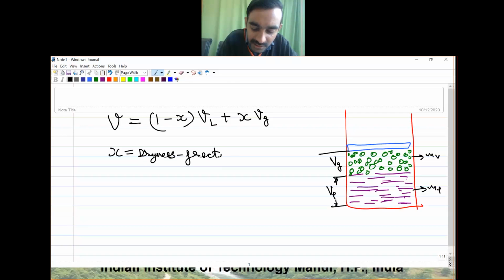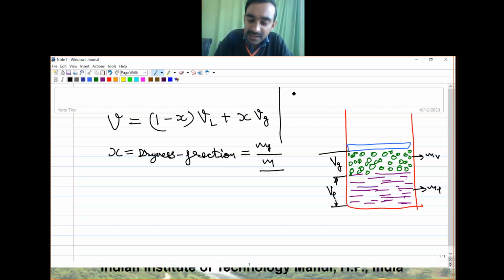Here x is a parameter called the dryness fraction, which is equal to the mass of gas divided by the total mass. This capital M that I am writing is my total mass, the sum of liquid mass plus gaseous mass. So the dryness fraction specifies what fraction of vapor mass we have in our mixture.